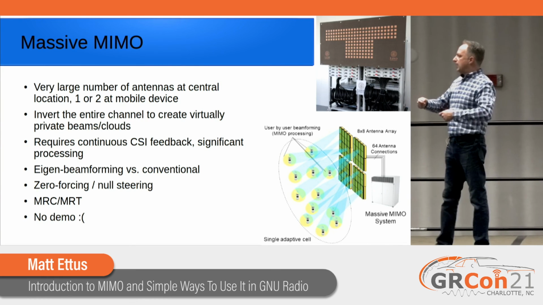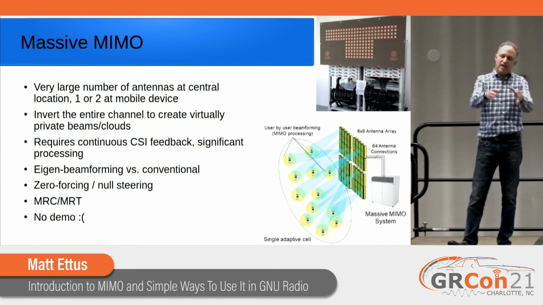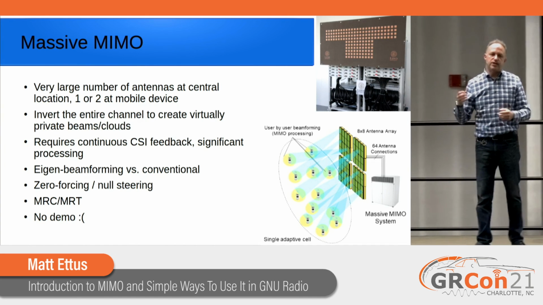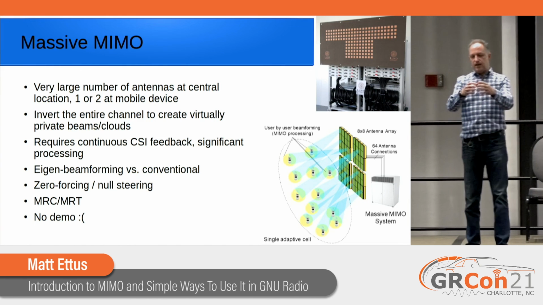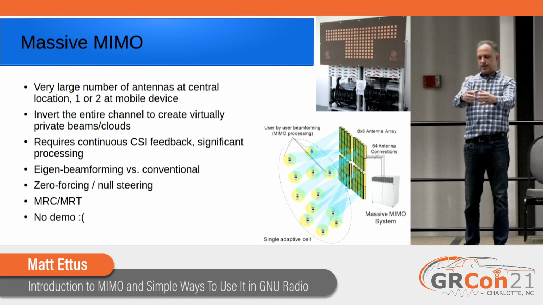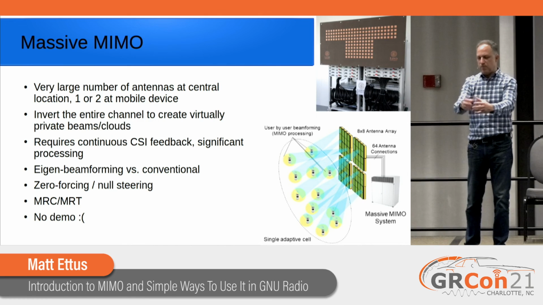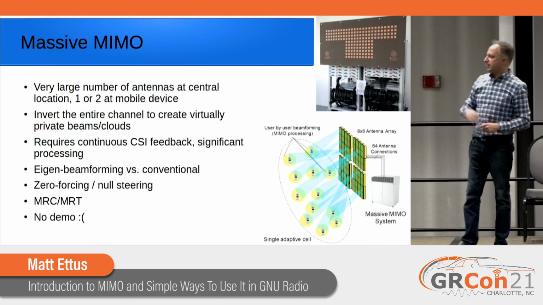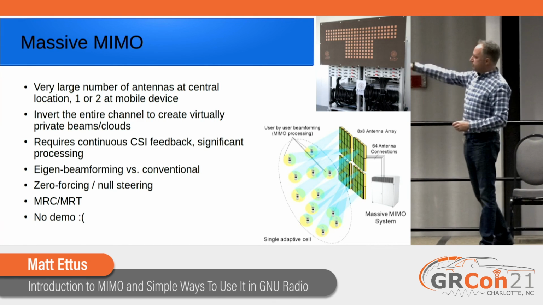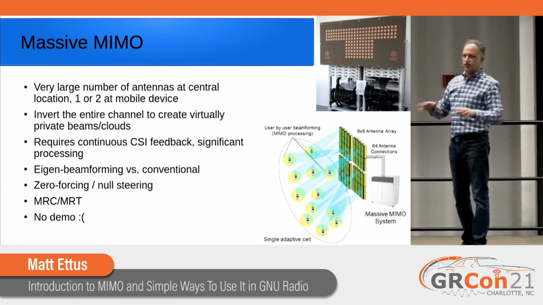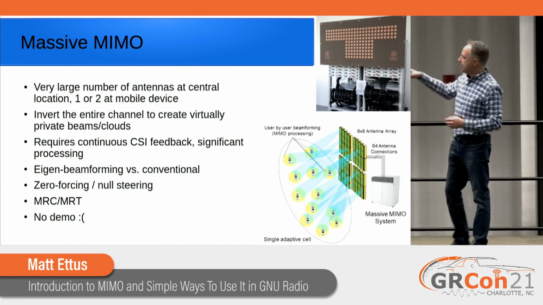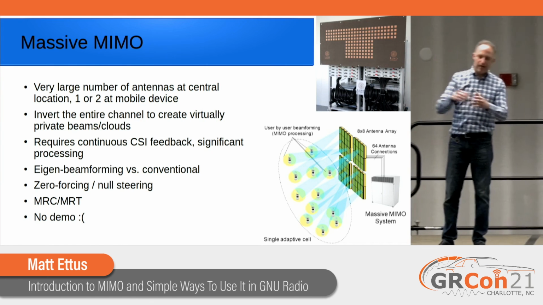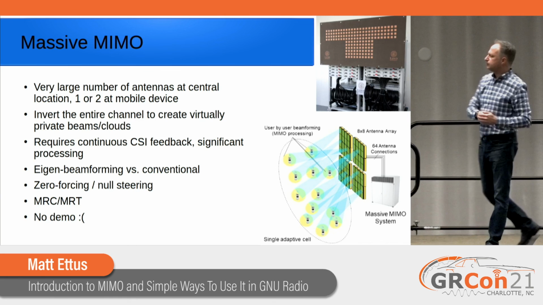And there are a couple of methods. MRC and MRT just aim as much energy as possible at a certain point. But then there's also zero forcing or null steering, which sends a cloud to one user, but also nulls out every other user's signal at that place. That's a lot more computation, so there's a big pile of FPGAs underneath that does all of those combinations. But you're able to effectively create individual clouds for each user, and as they move around or as the channel changes, you have to keep adapting.